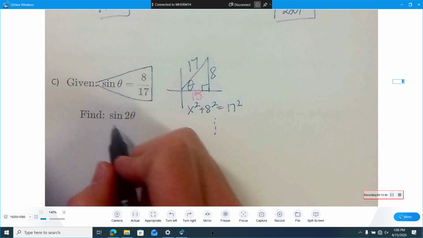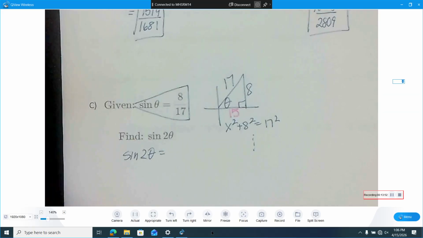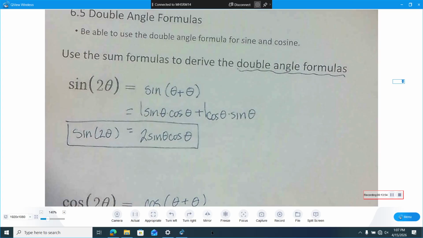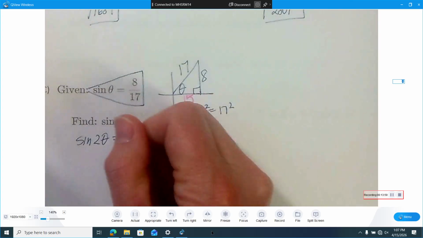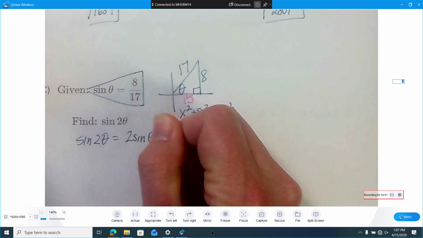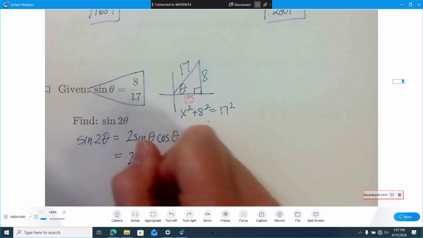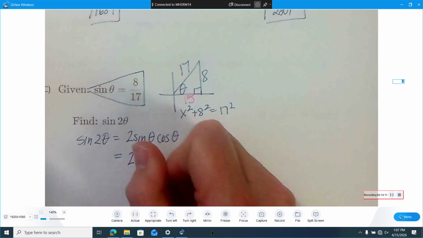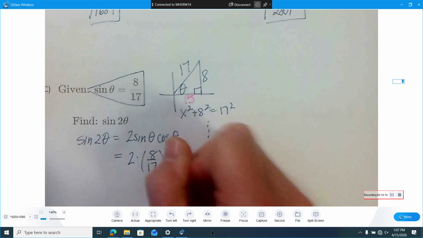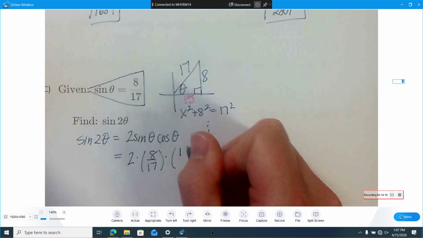All right, sine of twice this angle has a different formula. So let me look here. 2 sine cosine. That's one you're going to want to memorize. 2 sine theta cosine theta. Again, that seems pretty easy. So it's 2 times sine of angle theta, 8 over 17, and cosine of theta, 15 over 17.